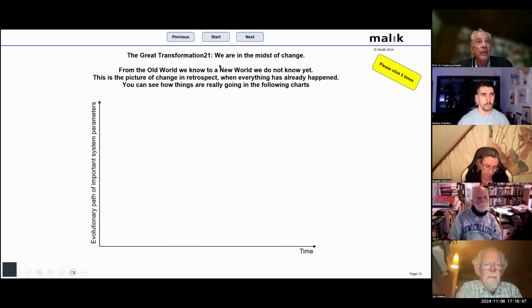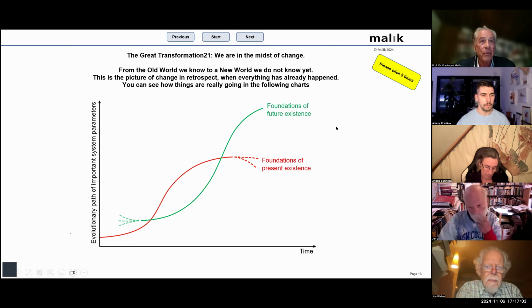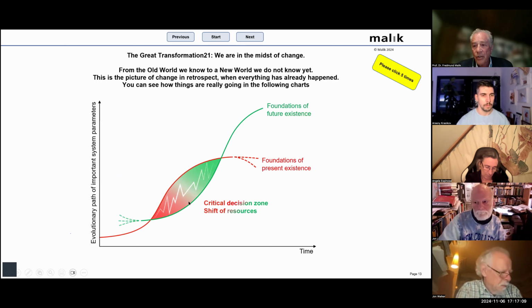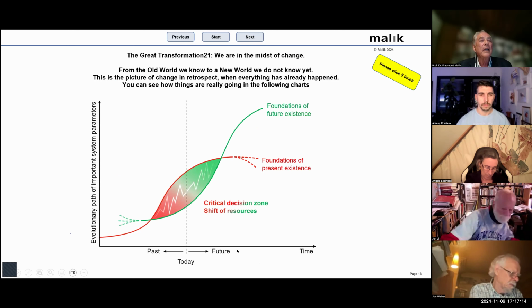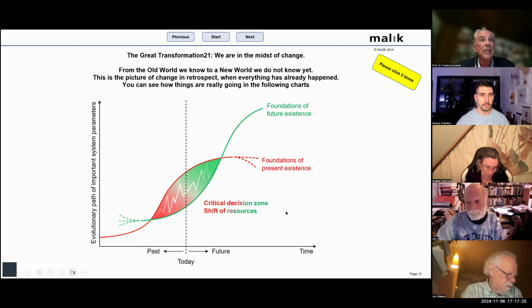Next one. The Great Transformation 21. From the old world we know, and now you will see the S-curves. The old one, the foundations of the present existence now. And then the other one is the green curve, which overlays for the future existence. And of course, there is quite a critical decision zone, shifts of resources. And then there is the vertical line which signals today. The left room is for the past, the right one for the future, and this is where we are today.